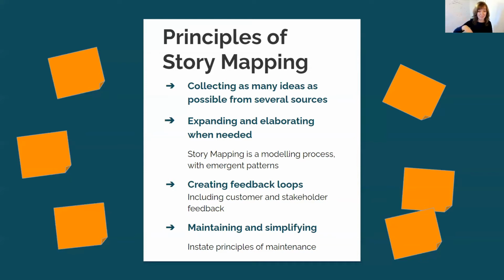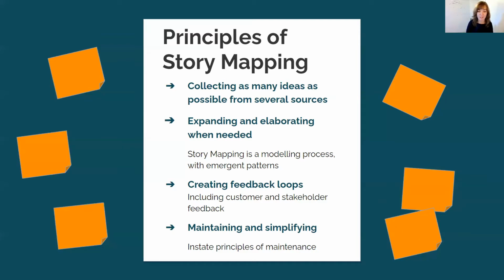Jumping back to the second point here. You should aim for expanding and elaborating when it is needed. So get started, write something down. You don't have to finish everything in order for it to be included in the story map. You can always add more information. You can add as you go along, and then emergent patterns will arise.